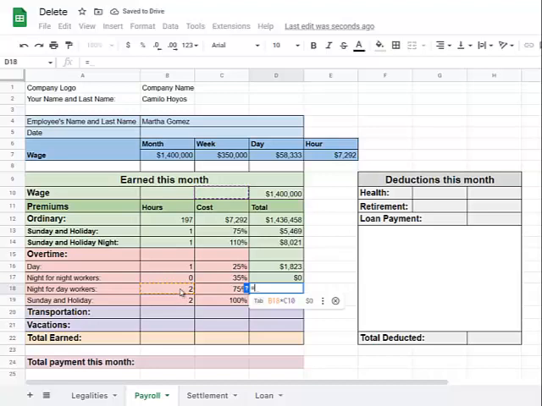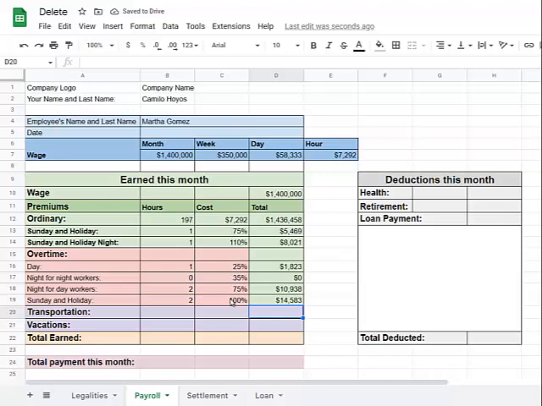Also this one, this times this, enter. And the last one is also the same, this times this, enter. Perfect. Now let's go with the formula for transportation.